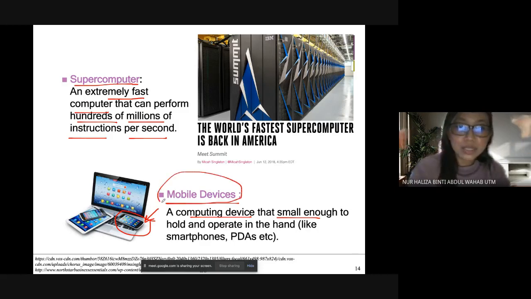So we change it now. Today we use mobile device: a computing device that's small enough to hold and operate in hand. The example is your smartphone. So your smartphone is also called a mobile device.